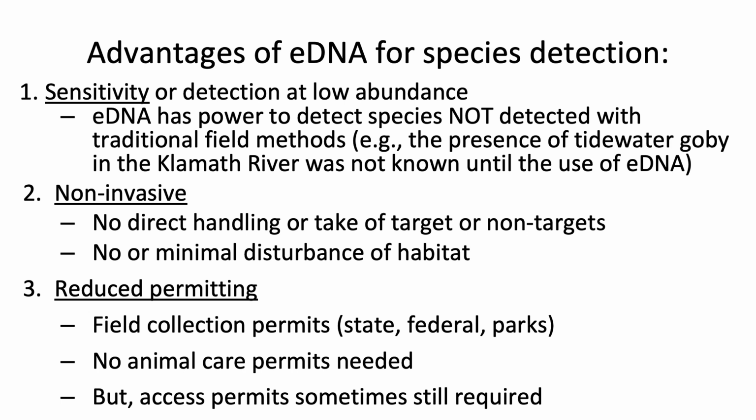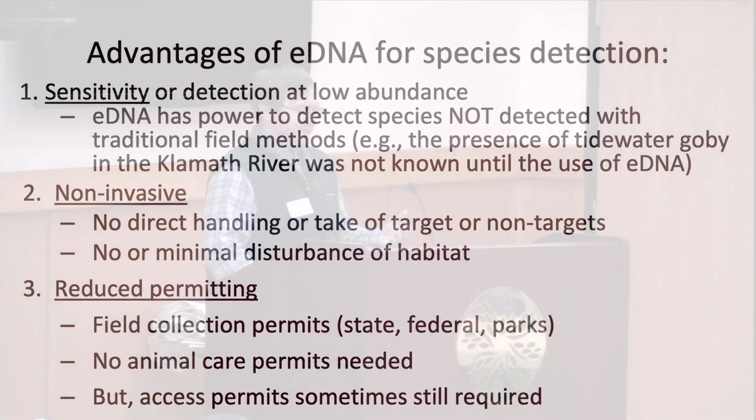And then finally, reducing permitting. I just need a field collection permit to go collect it. It removes a lot of the red tape involved. There's no animal care permit required since I won't be handling any of the animals. I'll just need the access permit to access the site. For example, if you wanted to find out the fish community underneath the Golden Gate Bridge in the San Francisco Bay, you won't have to deal with all that litigation or red tape to go out there and just collect your cup of water, because people aren't too concerned with collecting water.